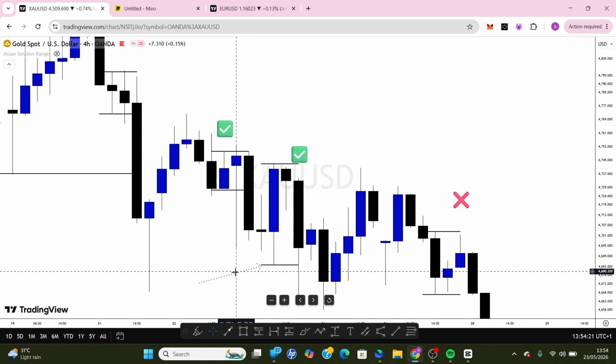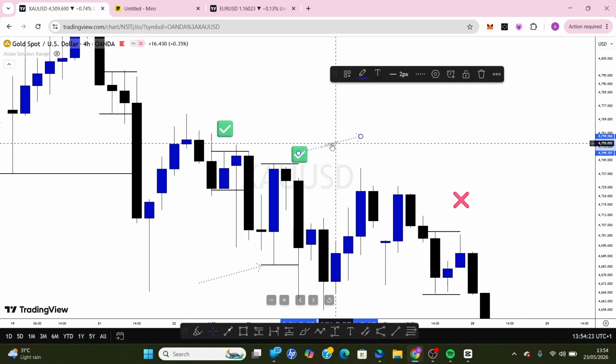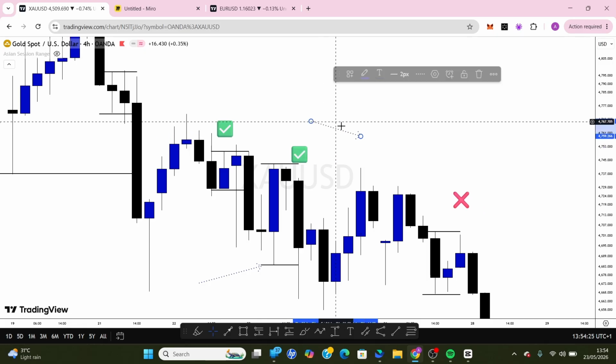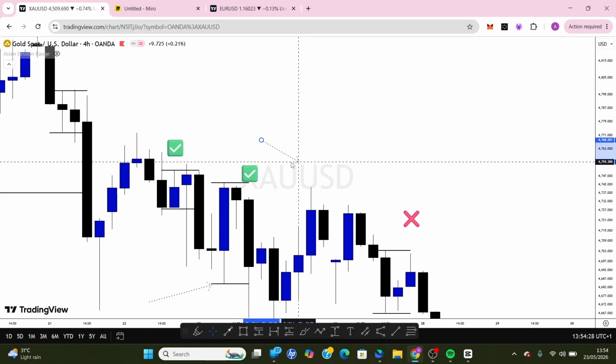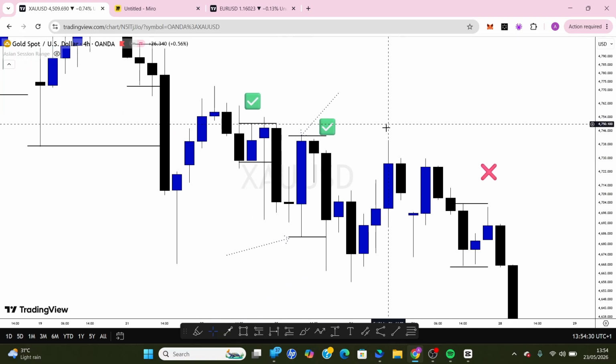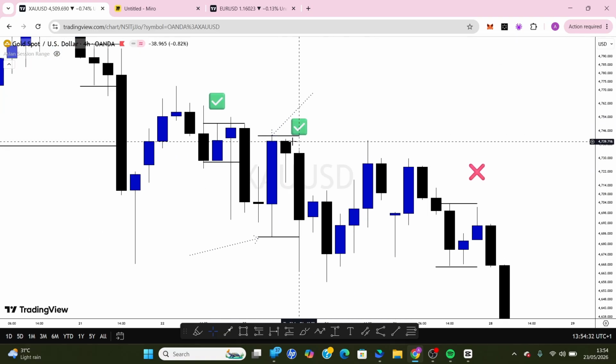Let me mark the high as well. So this is the CRT high for that candle. You understand? So this is the range, right? So what happened? What do you see next? The next candle, the second candle.